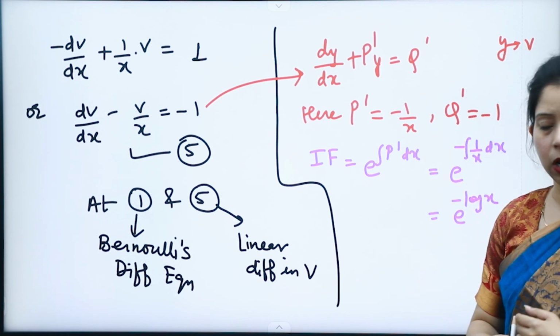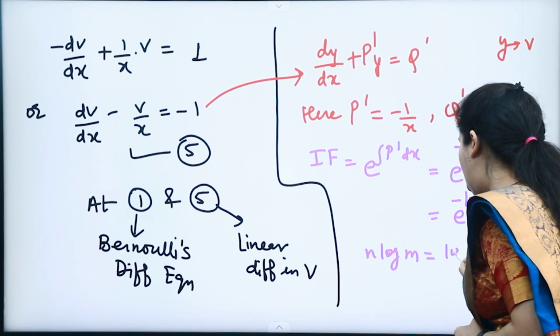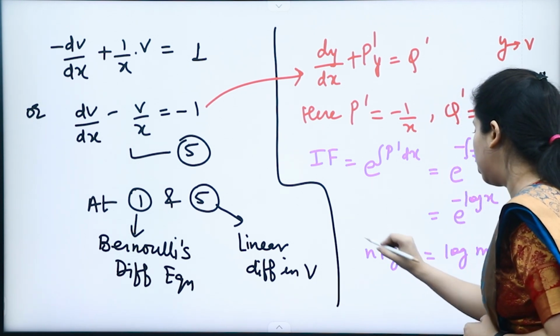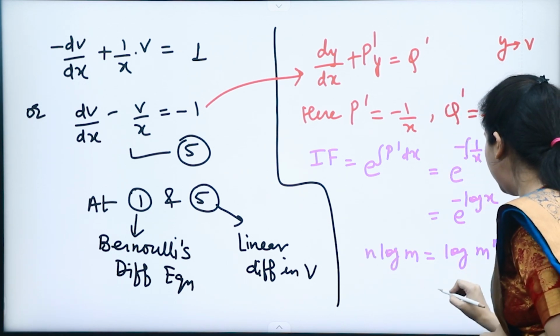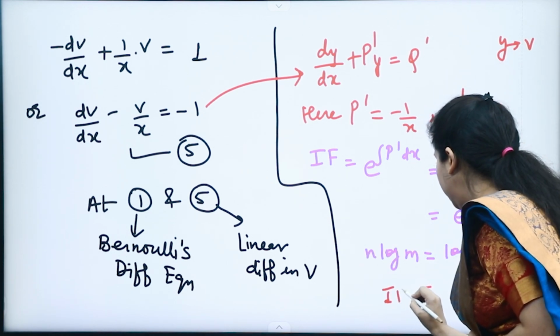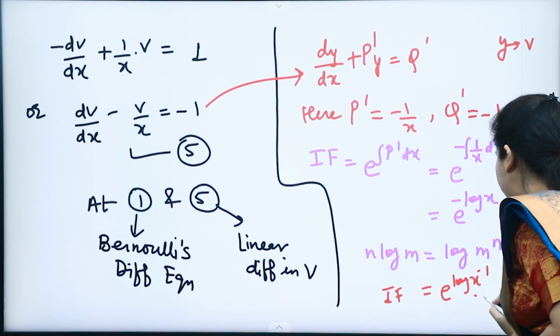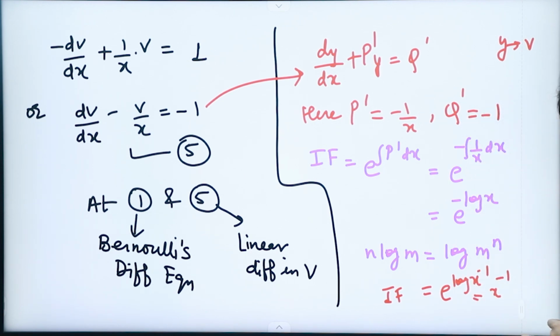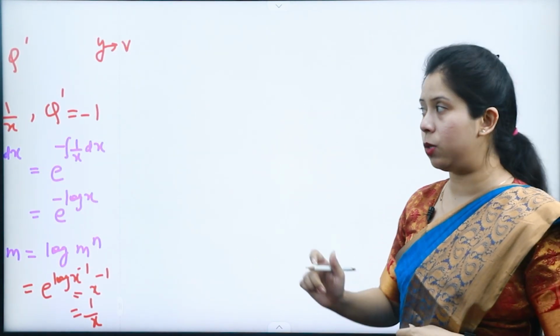By the property of log, n log m can be written as log m raised to the power n. So we are using the similar property over here, and the IF will become e raised to the power log x raised to the power minus 1, which is x raised to the power minus 1, and that is nothing but 1 by x. So the integrating factor is 1 by x.